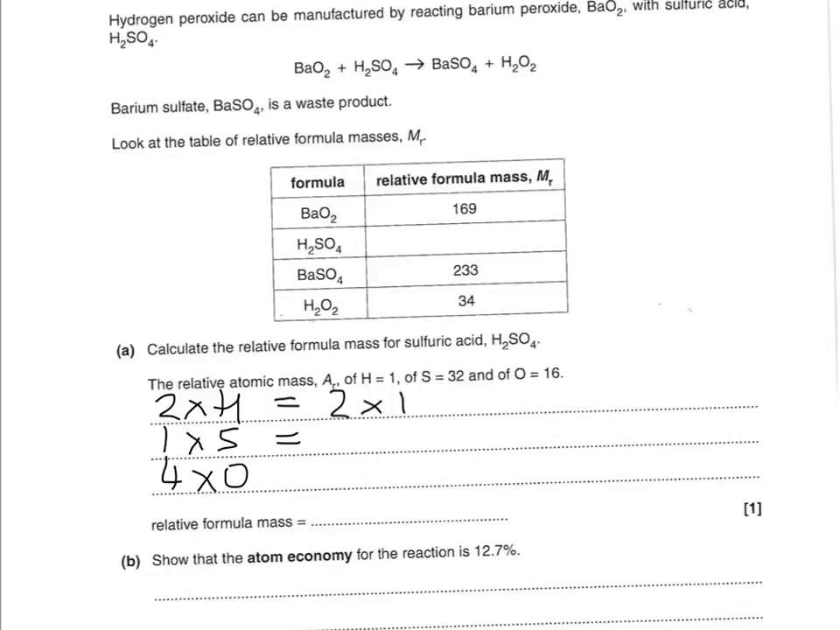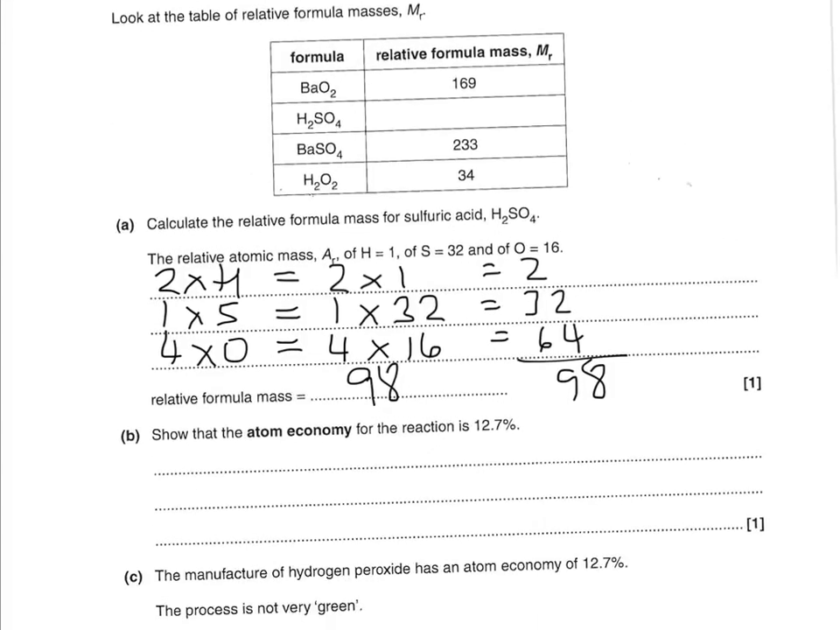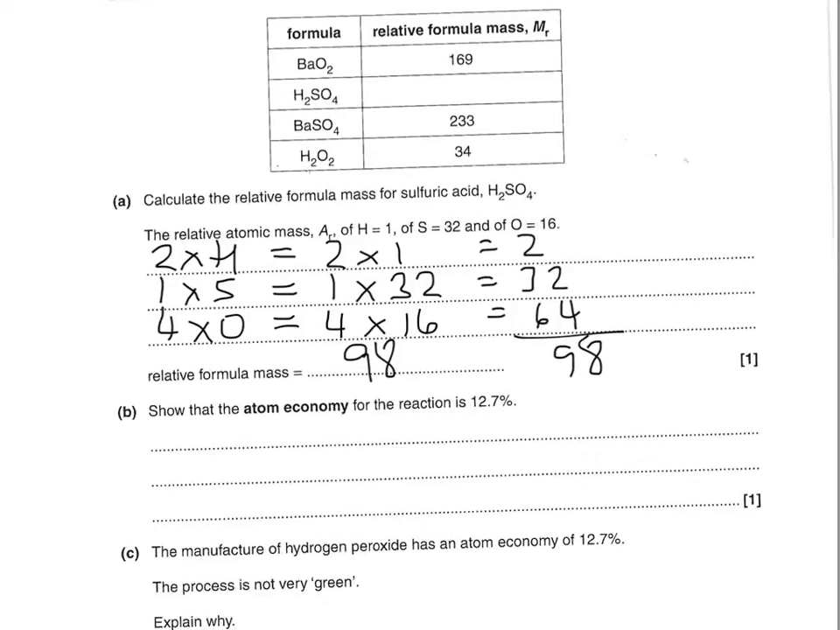You've got 1 times 32, which is the relative mass of sulfur, and you've got 4 times 16, which is your relative mass of oxygen. So that equals 2 plus 32 plus 64. Add all those together and you get 98. So that is your relative formula mass of sulfuric acid. And then it says show the atom economy for the reaction is 12.7.